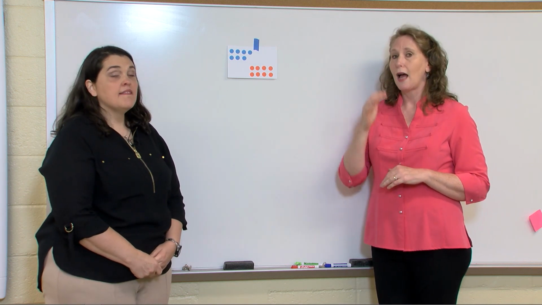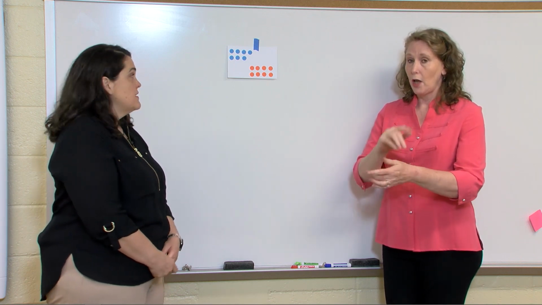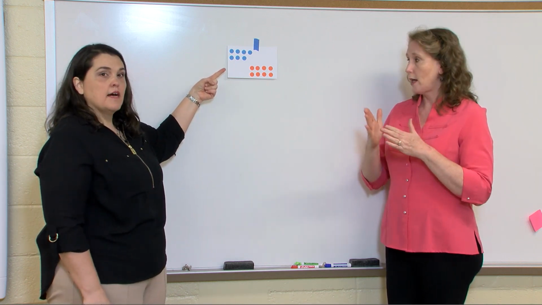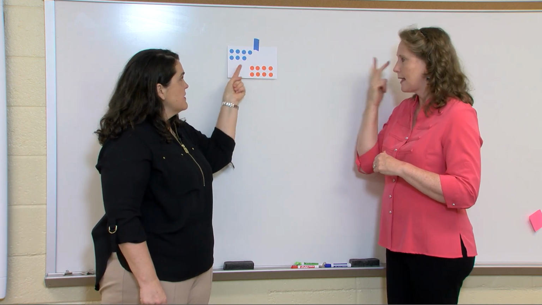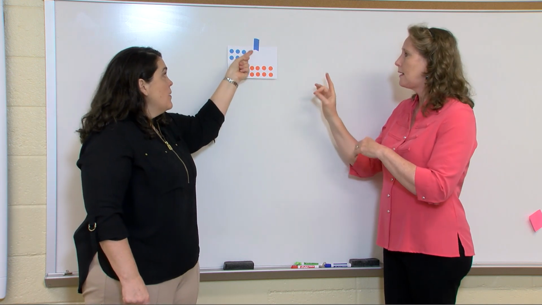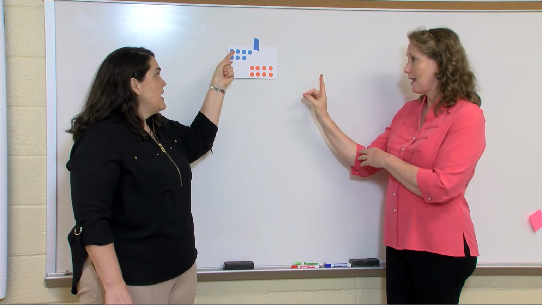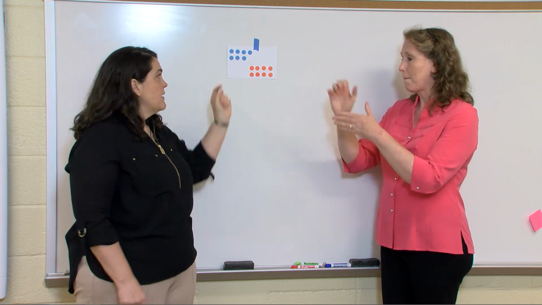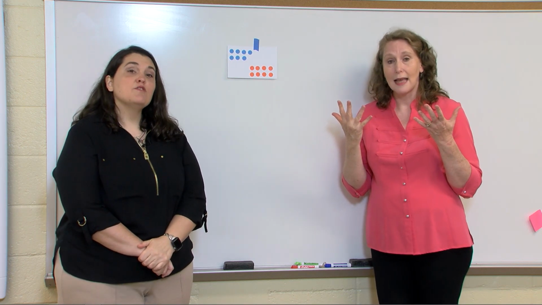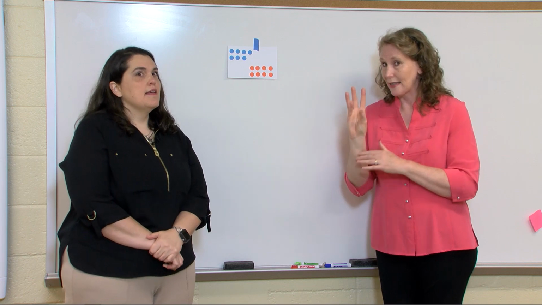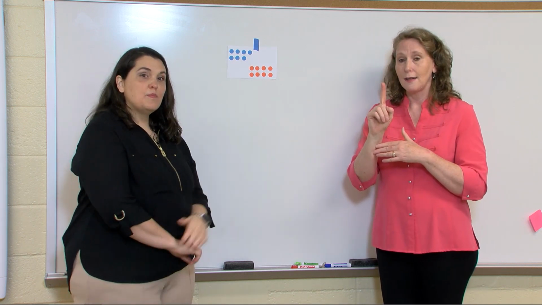I know someone that uses the double strategy a lot. And when they used the double strategy on this dot arrangement, they saw 8 and almost 8, 8 and 8 minus 1. How many dots is that? Well, if you know double eights is 16, then one less dot, the missing dot, would be 15.